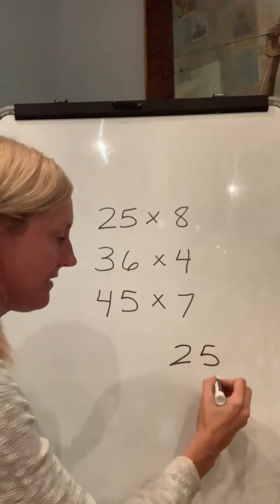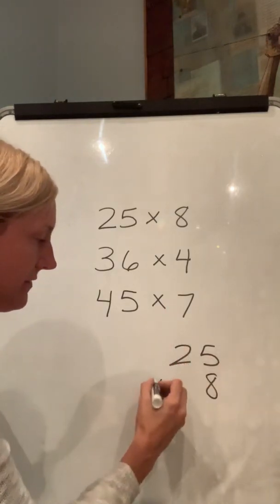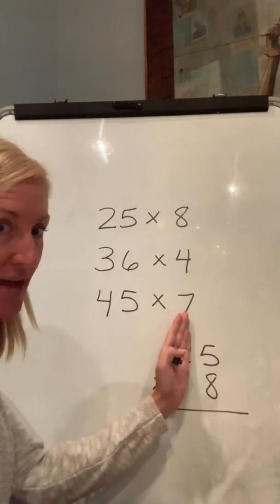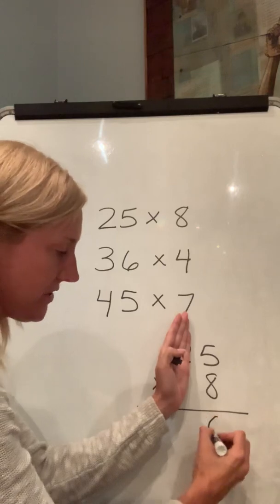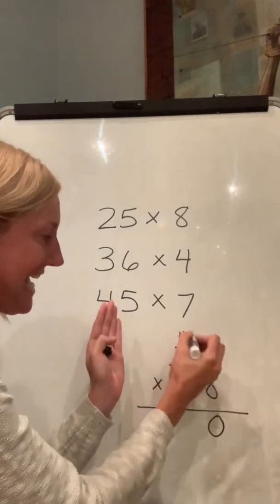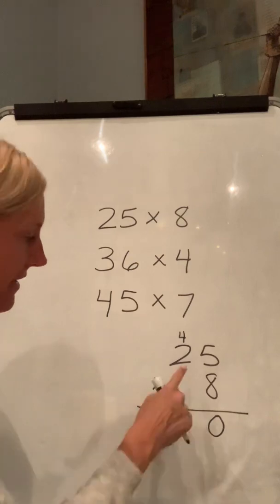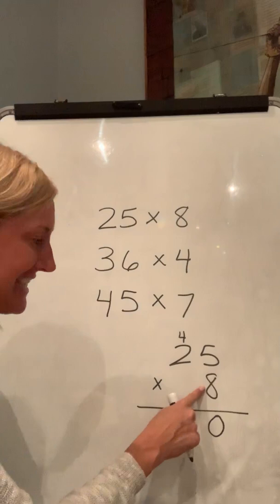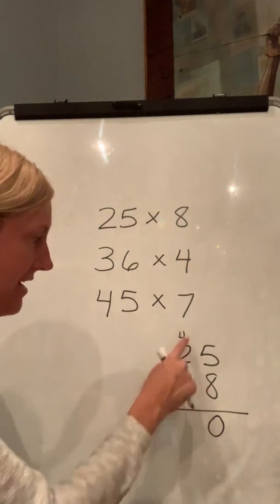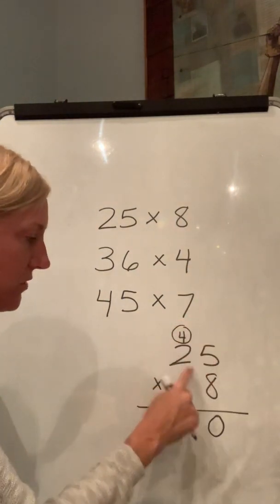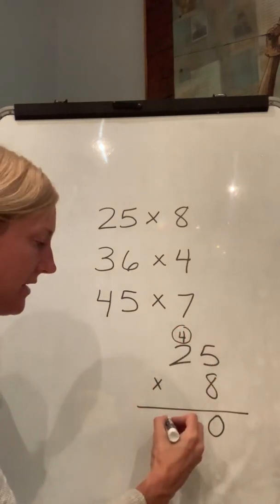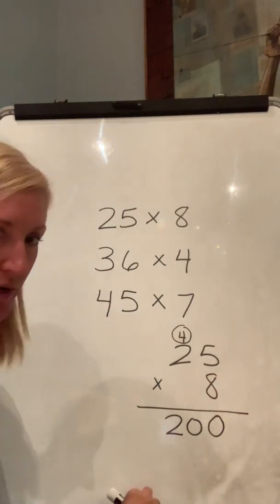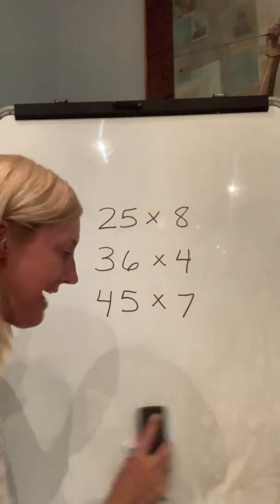So here's 25, and the 8 is a 1, so we need to put it with our ones. Okay, so we're going to start by doing our ones. What's 5 times 8? 40. So the 0 will go here, and the 4 is tens, so it's going to go with the tens. Then we're going to do our 2 times 8, which is actually 20 times 8. 2 times 8 is 16 tens, so 16, but we also need to add in this 4. So 16 plus 4 is 20. So this would be 25 times 8 is 200. Okay, so start by practicing that.